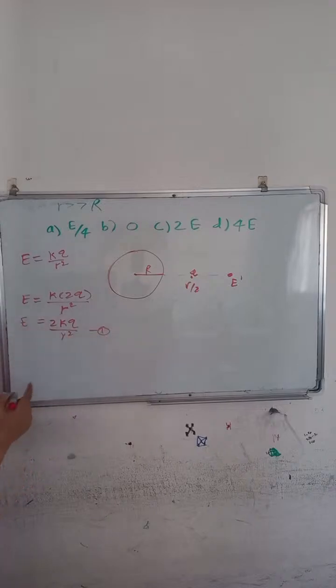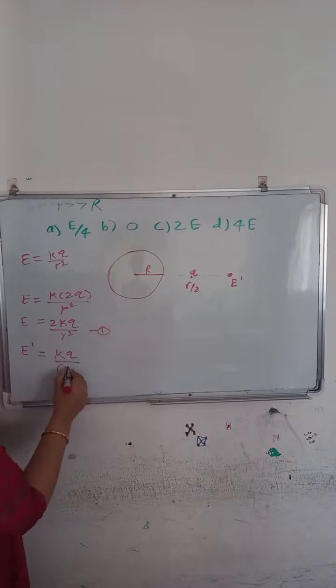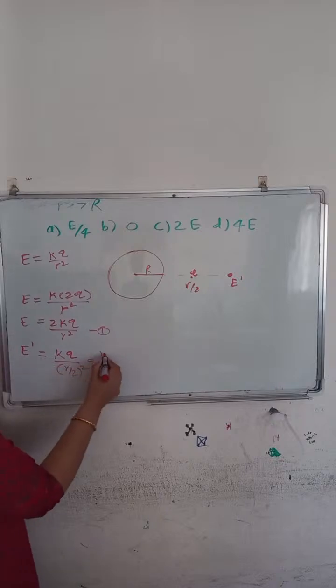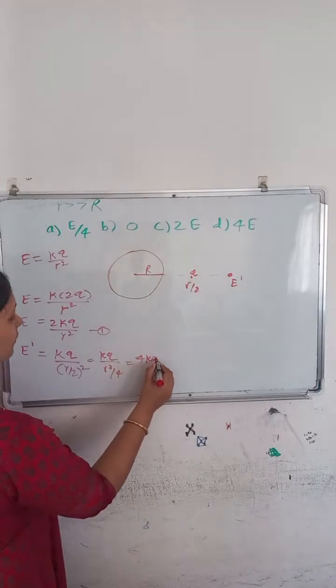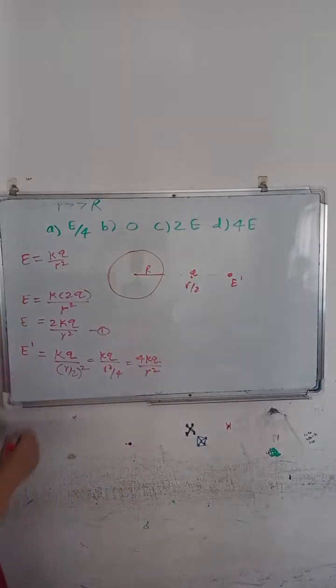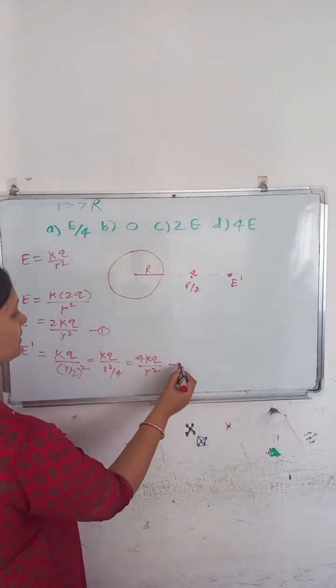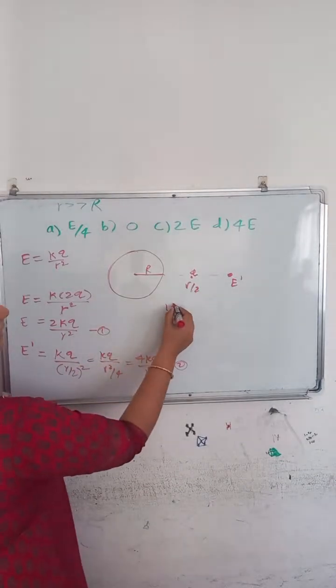This is my electric field. Now at r by 2 distance charge Q is kept. In that case I am getting new electric field, which is nothing but kq, and distance is r by 2 whole bracket square. So here it will come kq upon r square by 4, then 4kq upon r square. This is the new electric field intensity I am getting at point r by 2. This is my equation number 2. Can you get this?